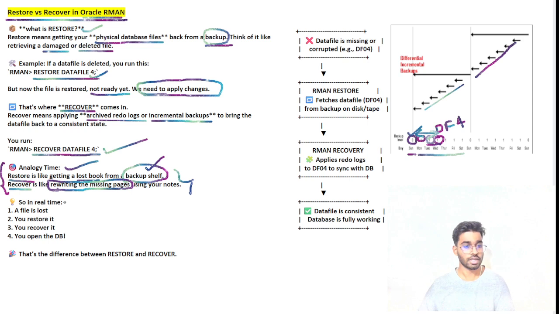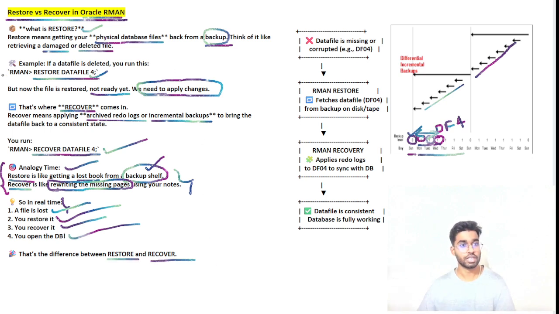In real time, first the data file is lost, after that we restore it, and after restoring we recover it, correct? After recovering, the database is open and ready to use. The DB is able to connect to the client. This is the main difference between restore and recover. Hope you understood the difference between restore and recover in Oracle RMAN.